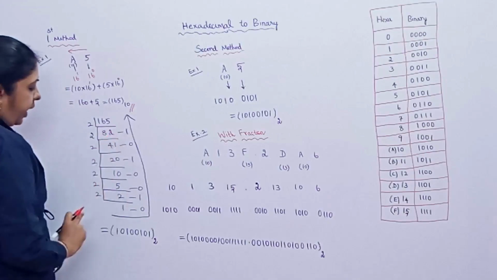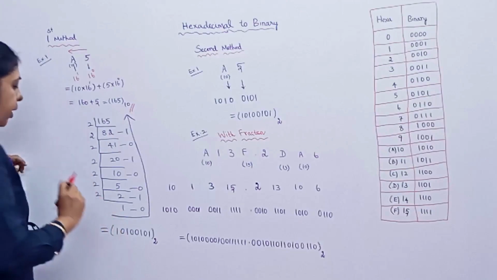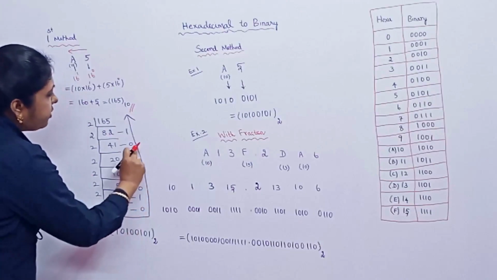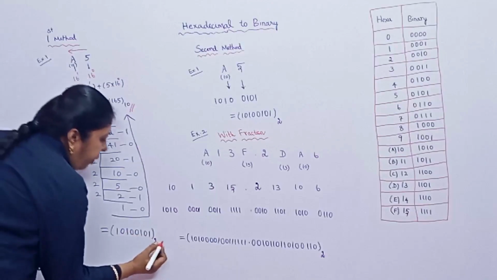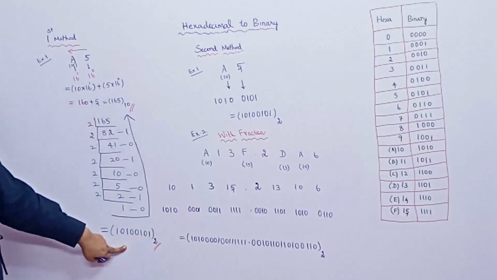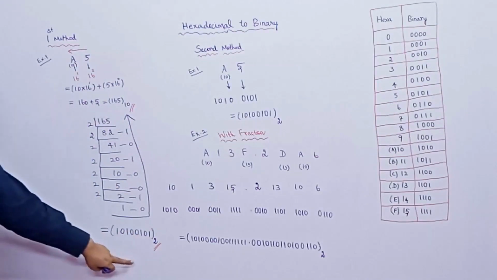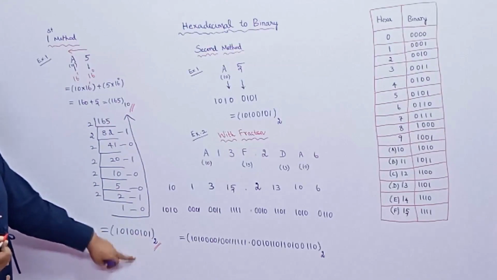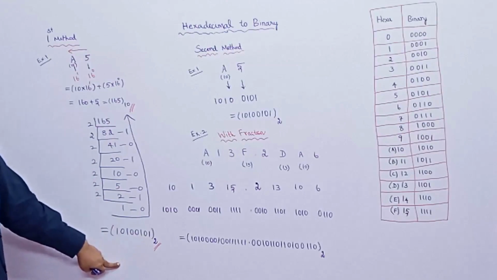So now the answer can be written, starting from the bottom to the top, as 1 0 1 0 0 1 0 1. So 10100101 to the base of 2. This is the binary value. Hexadecimal is of base 16 and the binary value is of base 2, which consists of zeros and ones. So we are converting to decimal, and from decimal we are converting to binary.